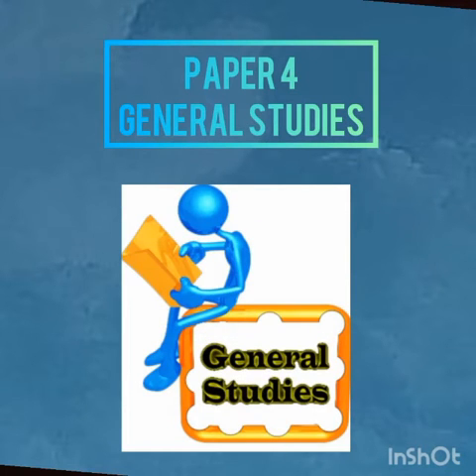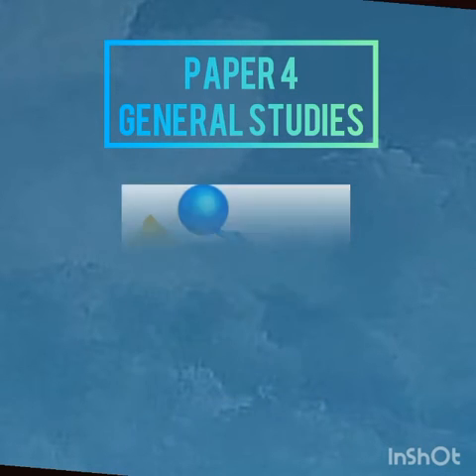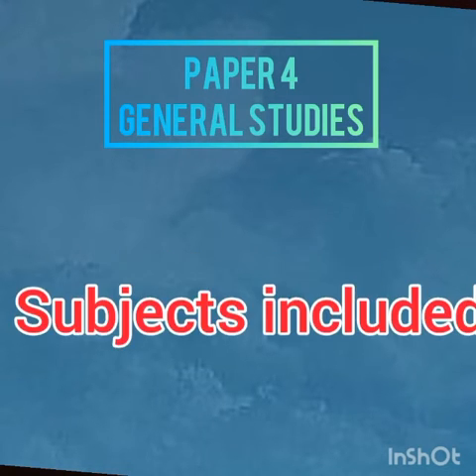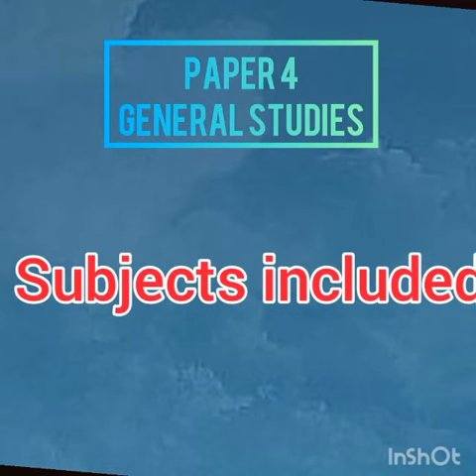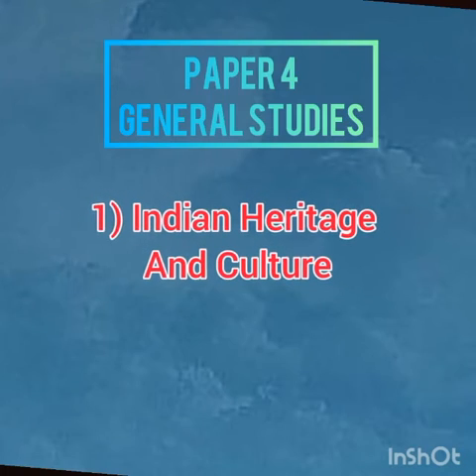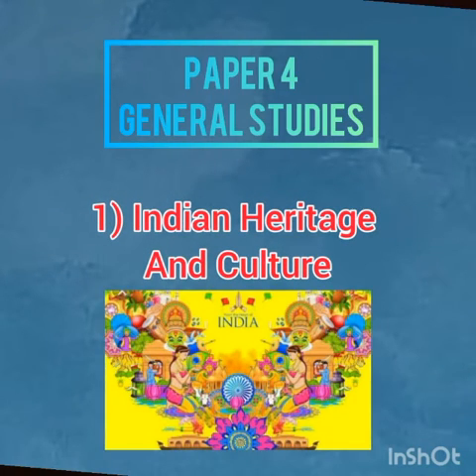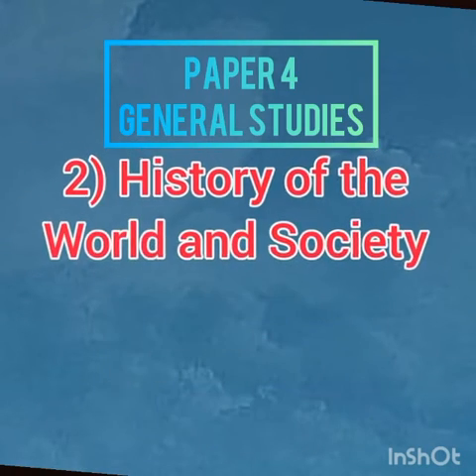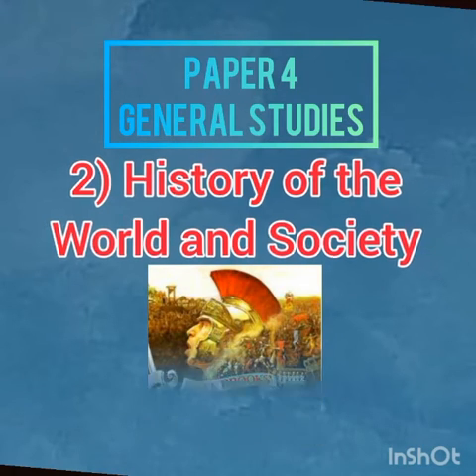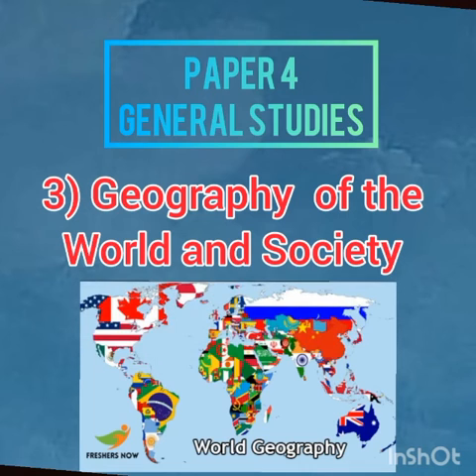Paper 4, General Studies 1. It is of 250 marks and the subjects included in paper 4 are: first, Indian heritage and culture. Second, history of the world and society. Third, geography of the world and society.